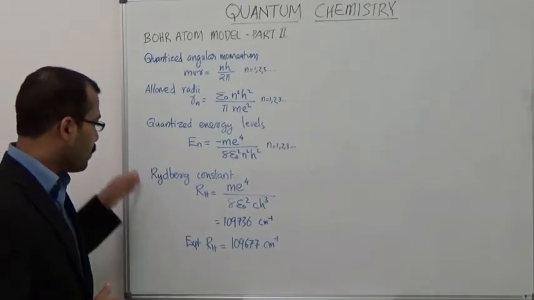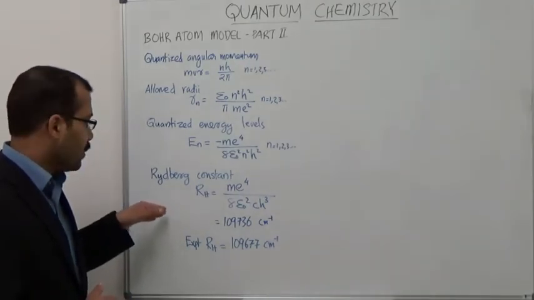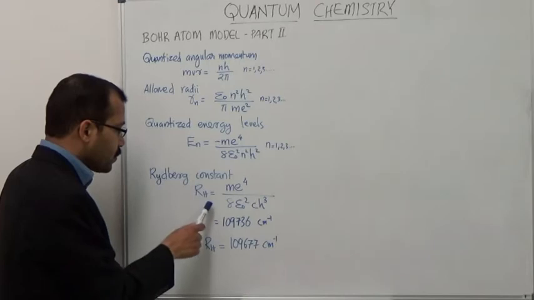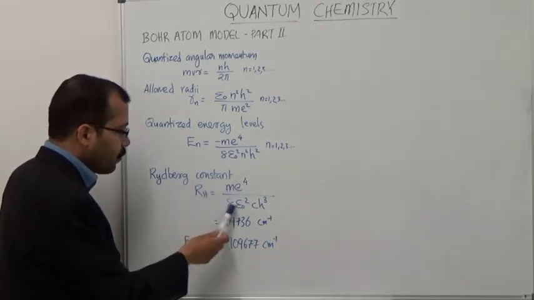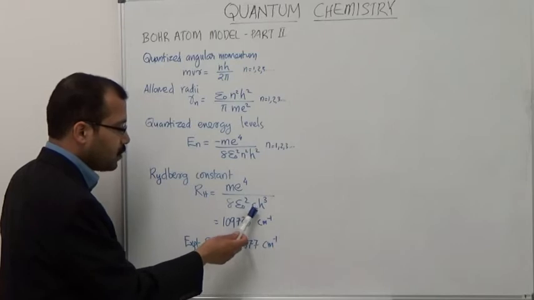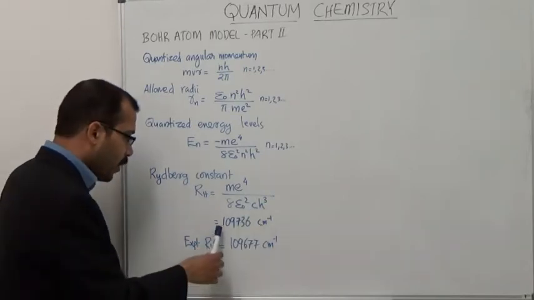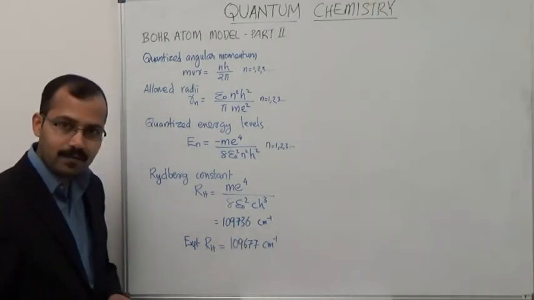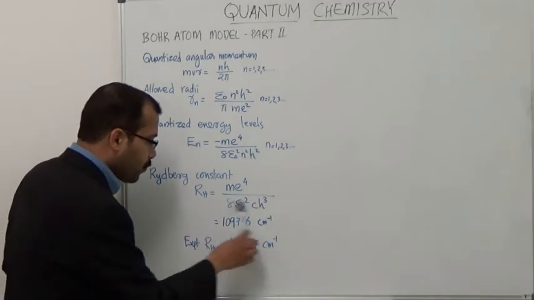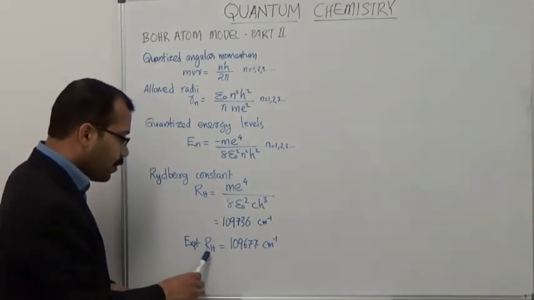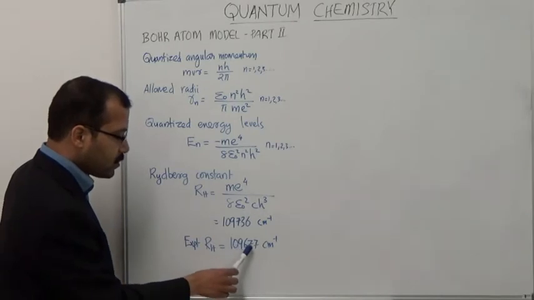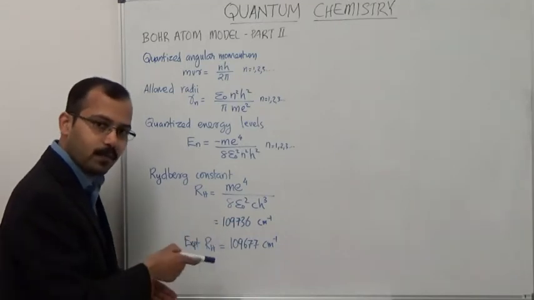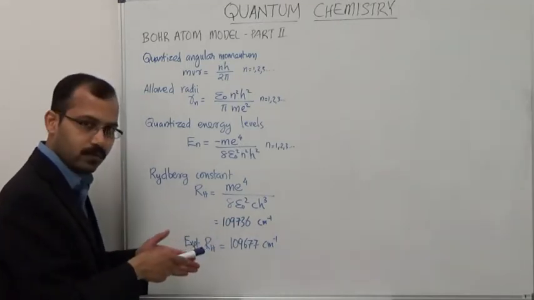And as a big success of the Bohr theory, an expression for the Rydberg constant was derived. The Rydberg constant was derived to be m e raised to 4 divided by 8 epsilon 0 square c h cube, and the value was calculated to be 109736 centimeter inverse. This is the calculated value from the Bohr model, and the experimental value is 109677 centimeter inverse. You can see that the calculated value and the experimental value are very close.